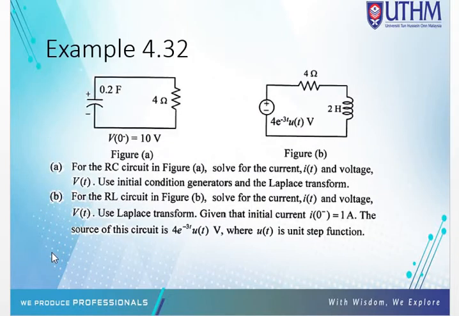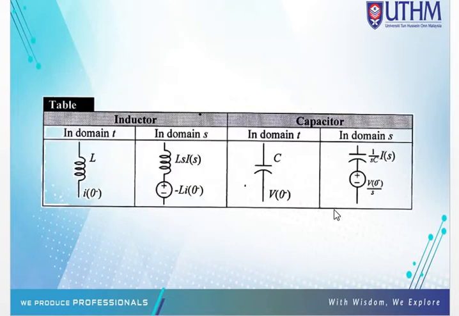Okay, now let's look at the example. For the RC circuit in figure A, solve the current i(t) and voltage v(t). Then use the initial condition generators and the Laplace transform. In this question, we have the capacitor equal to 0.2 farad and the resistor 4 ohm. And V0, the initial condition for the capacitor, is 10 volt. In the question, the capacitor C, and V0 refers to the initial condition for the capacitor, that is 10 in the question.